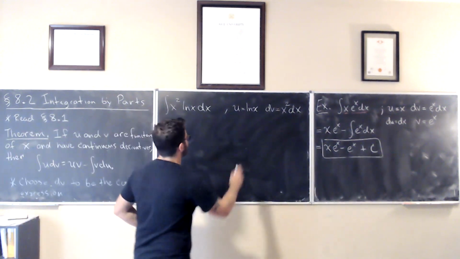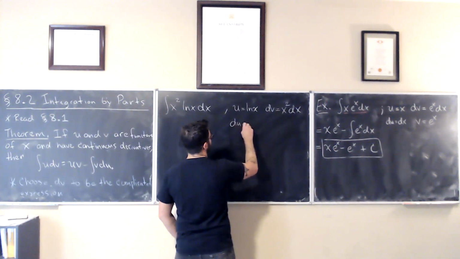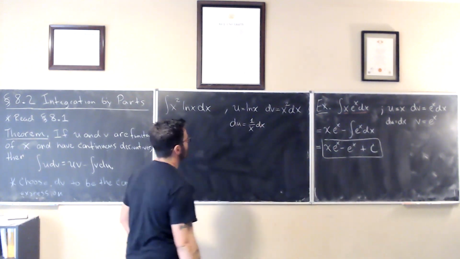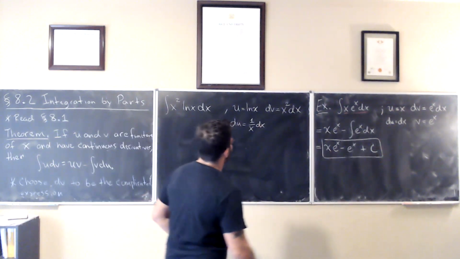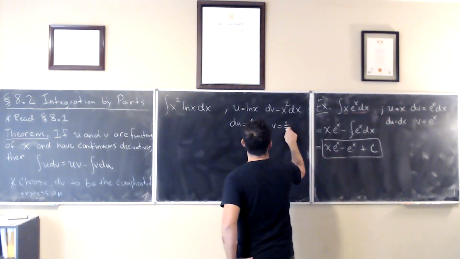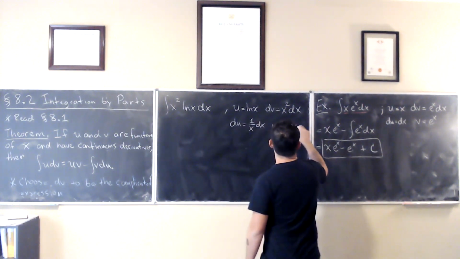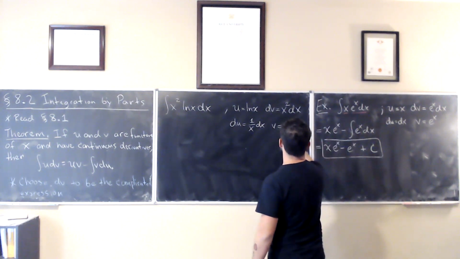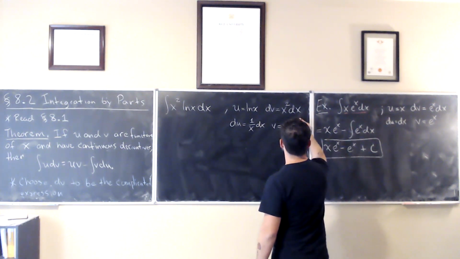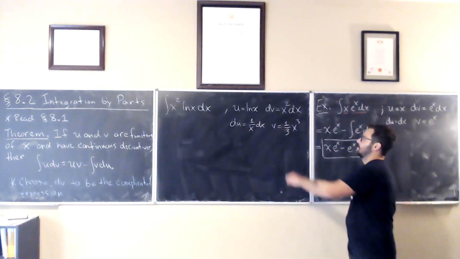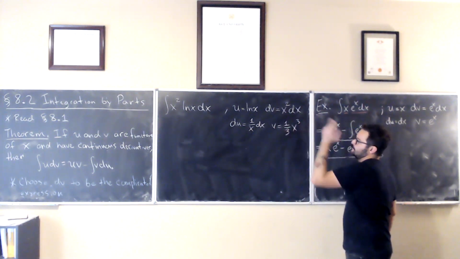So then du is equal to 1 over x dx. Okay. And then v is equal to, no, 1/3, sorry, x to the power 3. I had to integrate both sides of that. Okay, so I take the integral on both sides, and get v is equal to that.